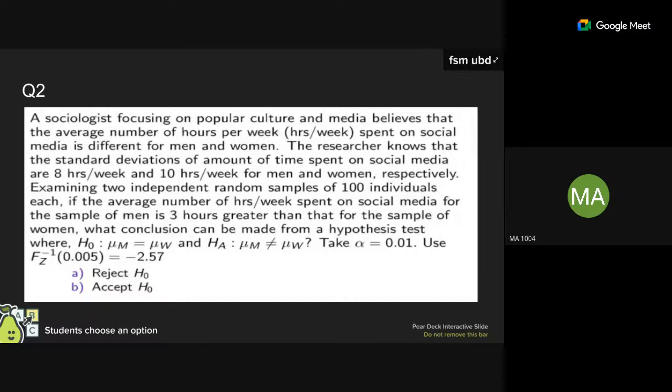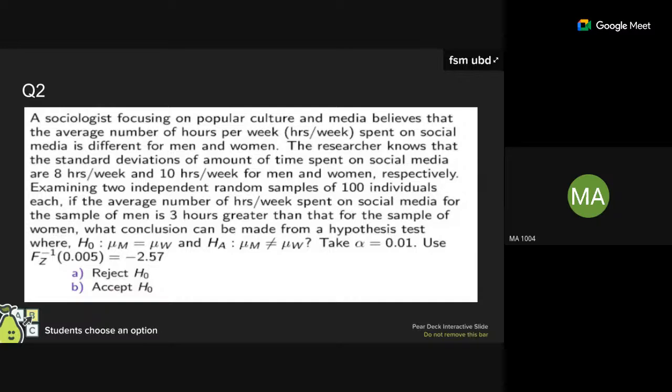Now examining 2 independent random samples of 100 individuals each, if the average number of hours spent on social media for the sample of men is 3 hours greater than for the sample of women. Okay, here we are looking at the difference between the sample mean of the men and the sample mean of the women. It is seen that the difference is 3 hours greater, so the difference is 3.